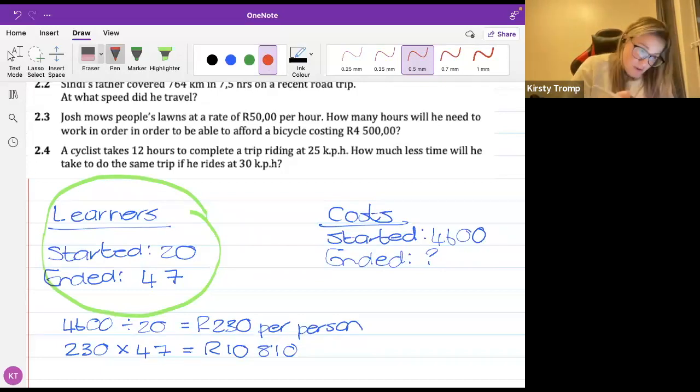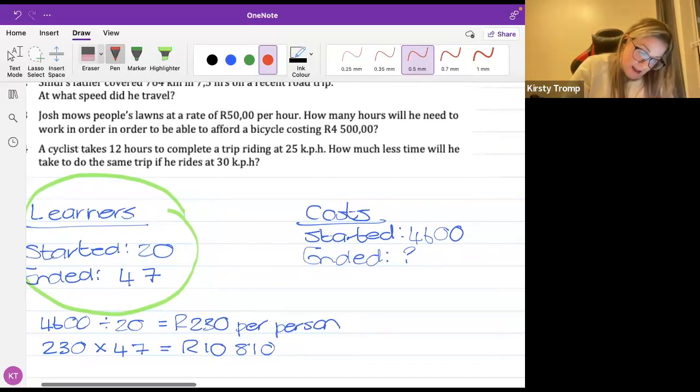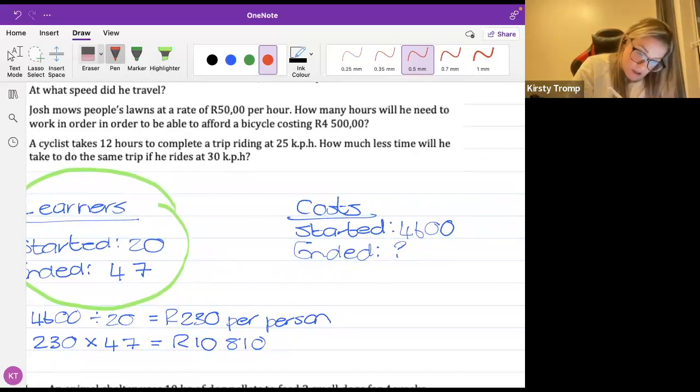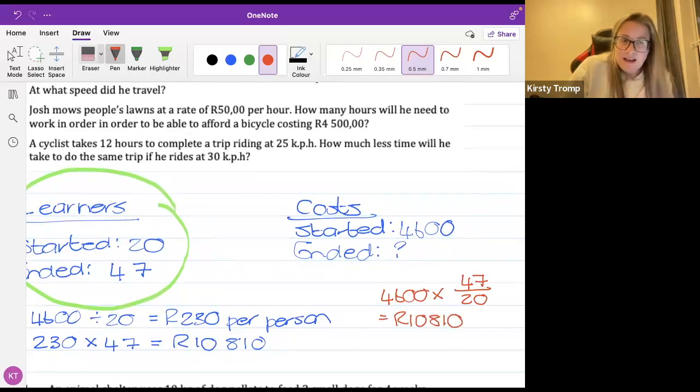Another way to do it is you can say, I know that the number is going to get bigger, so I can say 4,600 times, I'm going to put my bigger number on the top, 47, my smaller number on the bottom, 20, and when I put that in my calculator, it gives me 10,810. So that's a different way to do it as well.